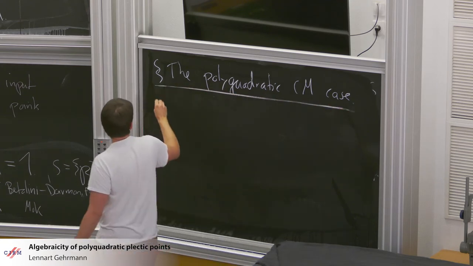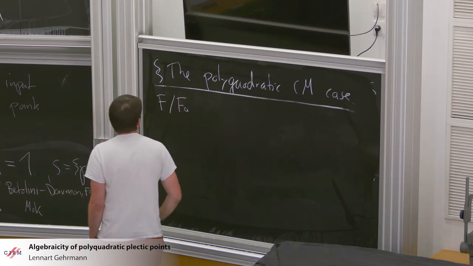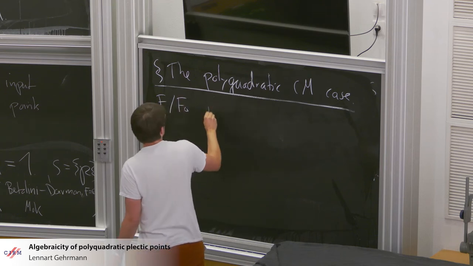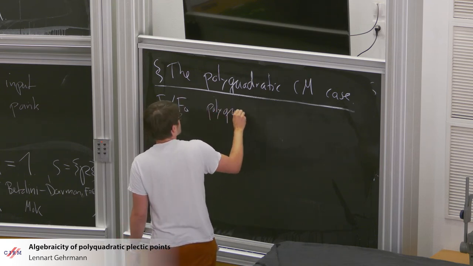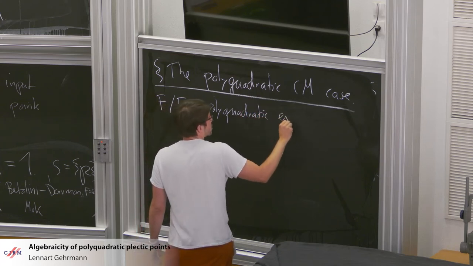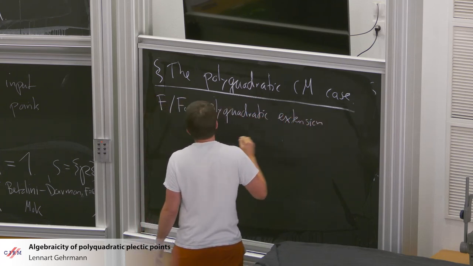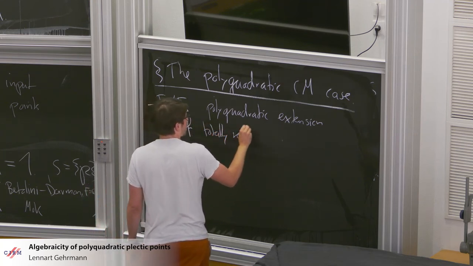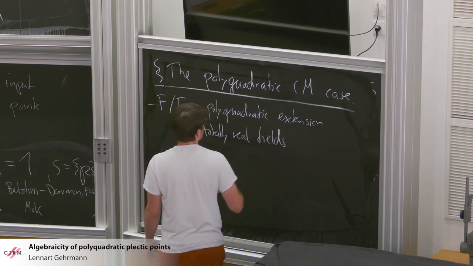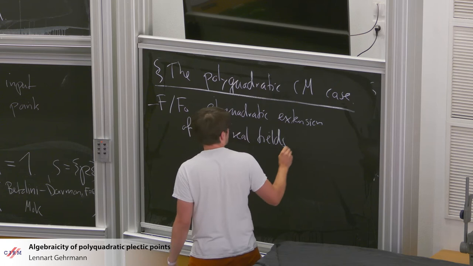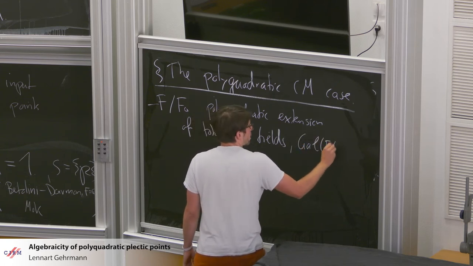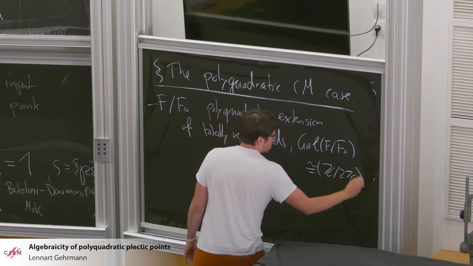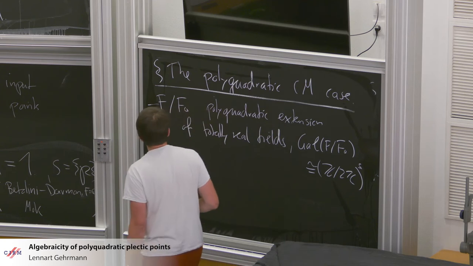So our field F is now actually a polyquadratic extension of a totally real field F naught. And polyquadratic here means that it's Galois, and the Galois group of F over F naught is isomorphic to Z mod 2Z to the power s.